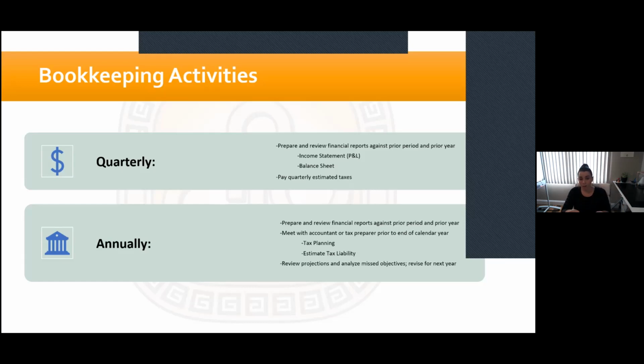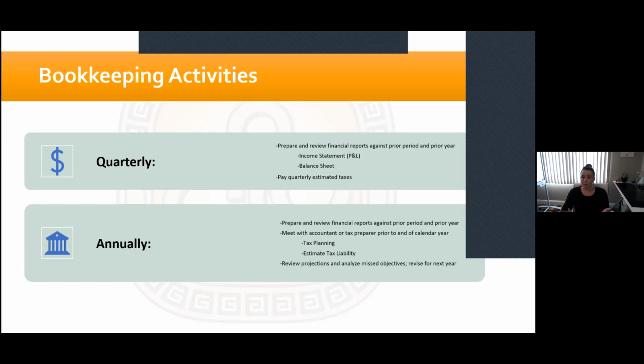And then on an annual basis, you obviously want to prepare and review your financial reports for this year against the previous year. I always recommend that you meet with an accountant or a tax preparer prior to the end of the calendar year. So October, November is a really good time to have that meeting, and you can do some tax planning. You can estimate what your tax liability is going to be, and you can make some decisions that if you have some extra capital in your business, how you want to use that.